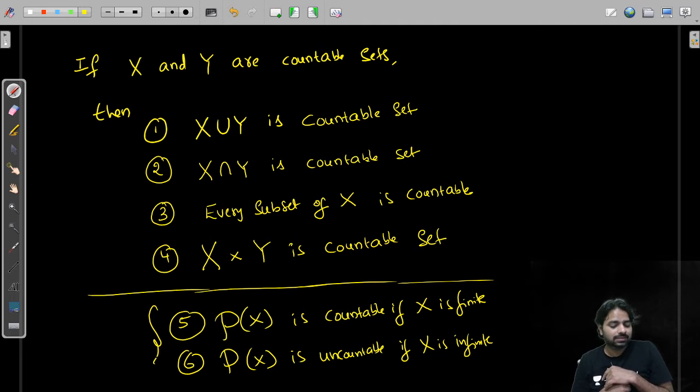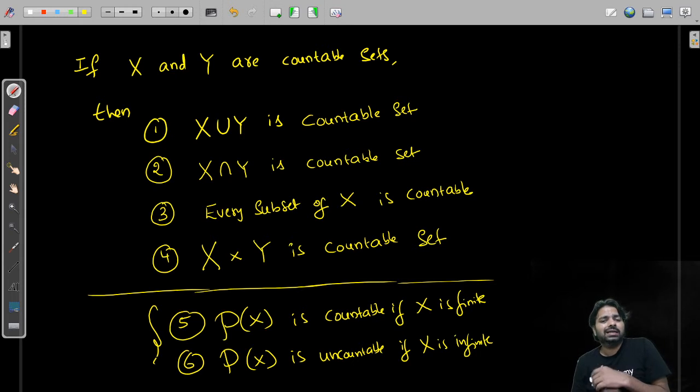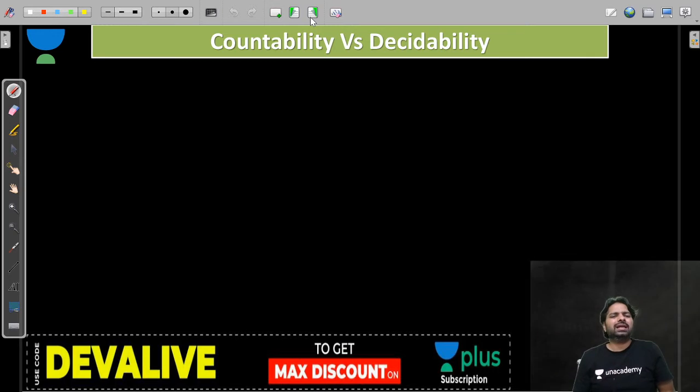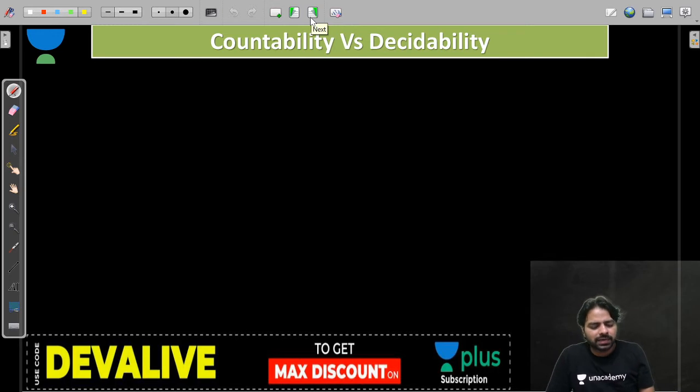So these are the various points that may help during the exam, either in discrete maths or in aptitude or in TOC. What is the relationship between countability and decidability? What is the relationship, guys?